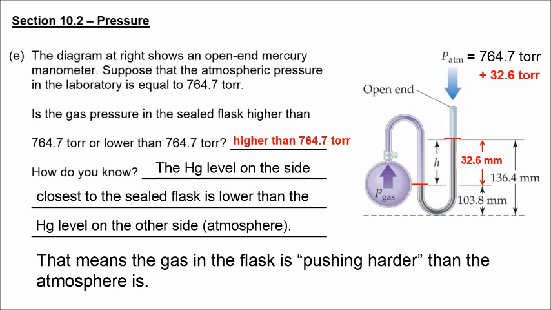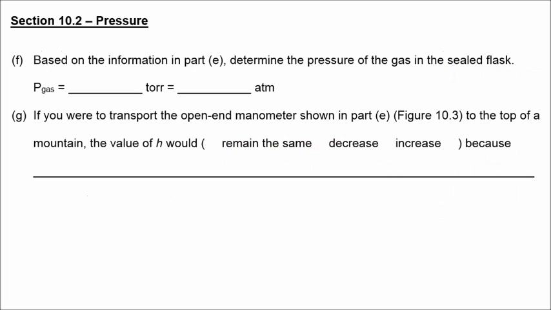So the pressure of the gas in the sealed flask is 797.3 torr. And now that we know that, to convert that into atmospheres just requires us to take 797.3 and divide by 760. So the pressure in atmospheres would be 1.049.